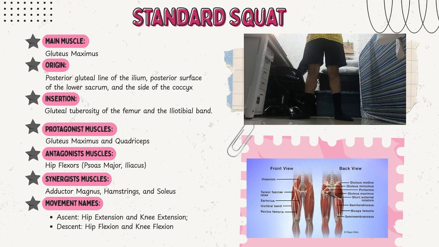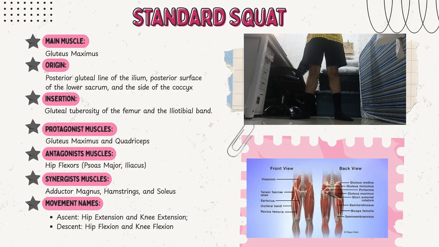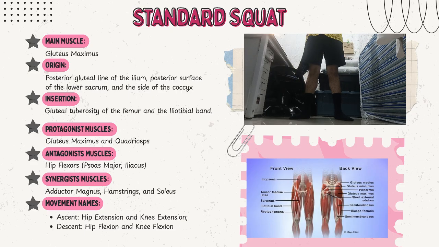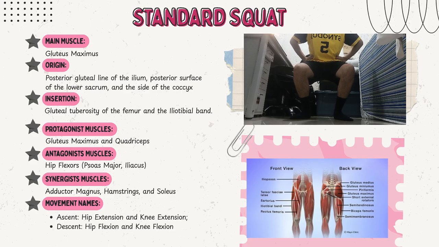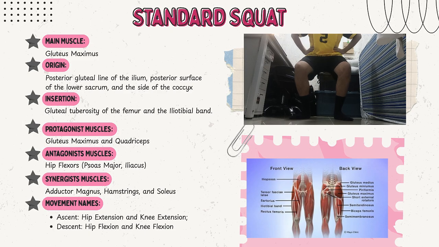Now, we begin the movement by sitting our hips back and bending our knees, lowering the body as if sitting down into a chair. Descend until the thighs are at least parallel to the floor or up until manageable. Our knees should track in line with our toes. Hold this position for a moment, then drive through our feet to extend our knees and hips, returning to the starting upright position.